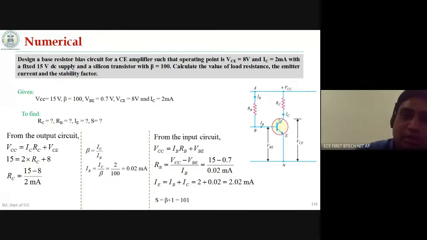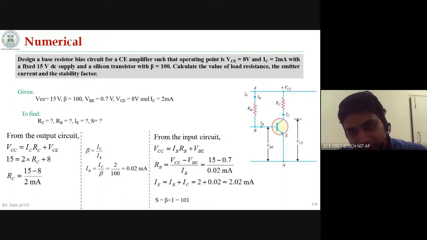First, let's go to the output circuit. VCC is nothing but IC RC plus VCE. VCE is given, VCC is given as 15 volt, IC is given as 2 milliampere, and VCE is given as 8 volt. So from that RC can be found out. RC is (15 minus 8) divided by 2 milliampere. This is our collector resistance RC. And beta, you know, is IC divided by IB. So what is the base current here? Base current will be IC divided by beta, so this is 0.02 milliampere.